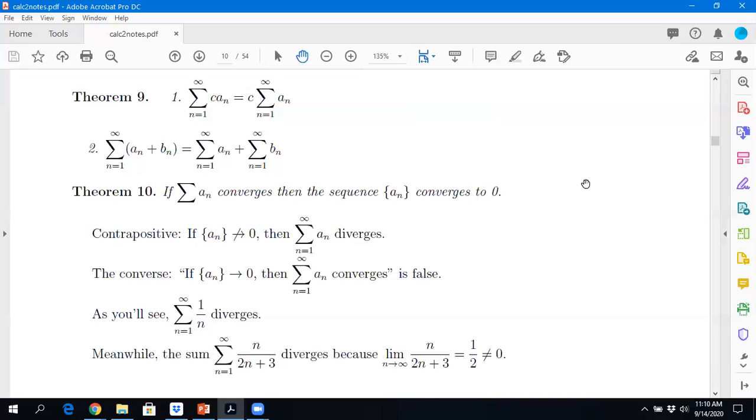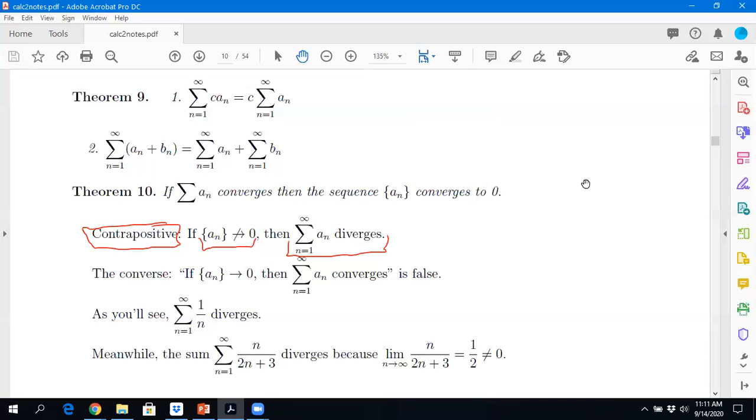So look at this. The so-called contrapositive, it's a logical statement, says that if the terms don't go to zero, then the series has to diverge. What that means is, if you want to have a chance to converge at all, what has to be happening to the terms? Well, the terms have to go to zero. So if the terms don't go to zero, then convergence is not an option, yes? If the terms don't go to zero, then convergence of the series is not an option, okay?